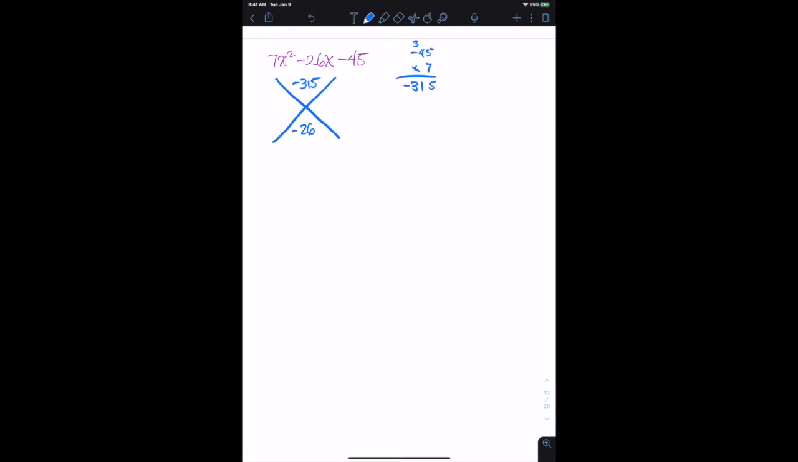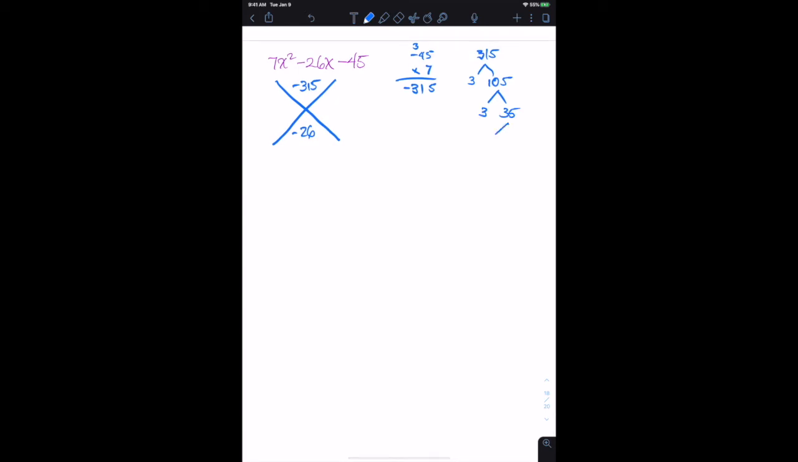Okay, well, I know this, that if you add 3 plus 1 plus 5, you get something that's divisible by 3, 9, right? So that means that 315 is also divisible by 3. So let's just break this up. We're going to ignore that negative for a little bit, but this is 3 times 105. And then 105, 1 plus 5 is 6. That's divisible by 3, so we can do it again. So 35, and then 35, well, we know that that's 5 times 7. So 3 times 3 times 5 times 7 is 315.